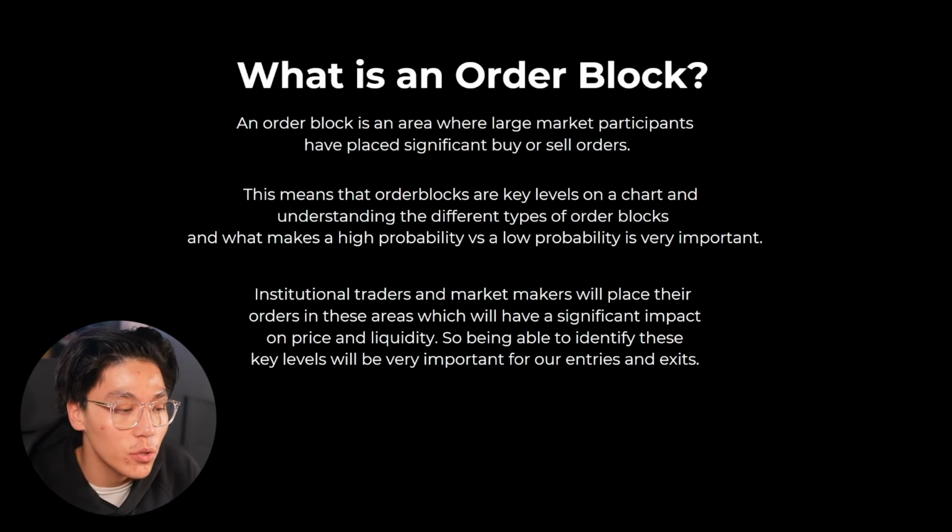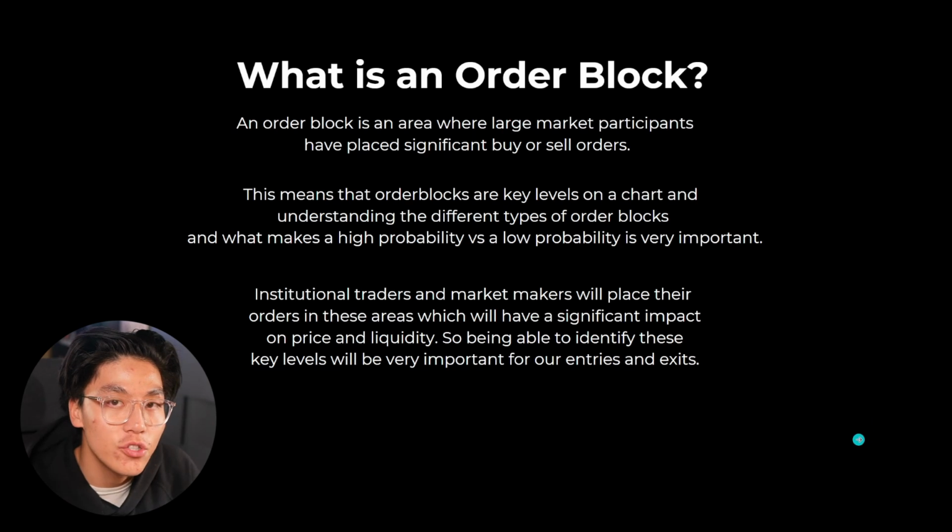So these institutional traders and market makers run the market, so we want to understand where they're thinking and where they're placing their orders. So as you know, institutional traders and market makers have a significant impact on price. 90% of volume is made up of institutional traders, big hedge funds, big market makers, and only 10% is retail. Us as retail traders don't have a big impact on price. So if we understand this, we want to be in line with the market makers and institutional traders, and we want to be placing the same trades as them.